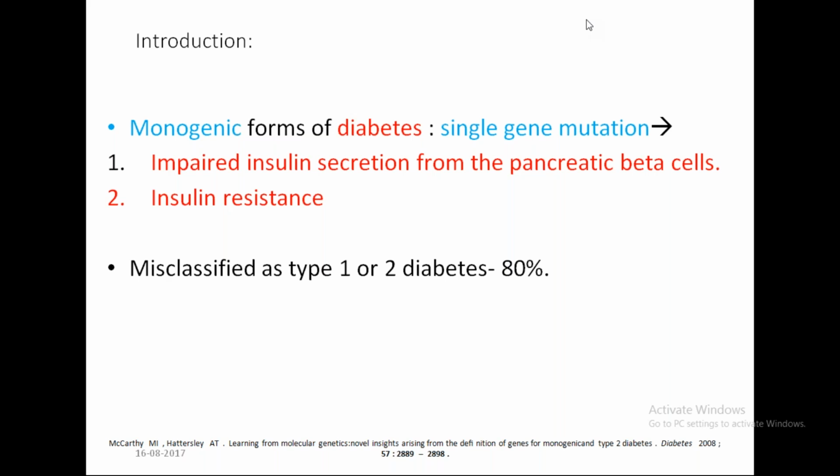And these are misclassified. Sometimes these may respond to OHA, which type 1 per se might not respond to. So we need to know that there is this form of diabetes which can be treated from a different perspective. But usually we misclassify them as type 1 or type 2 because these are the ones which we commonly see.